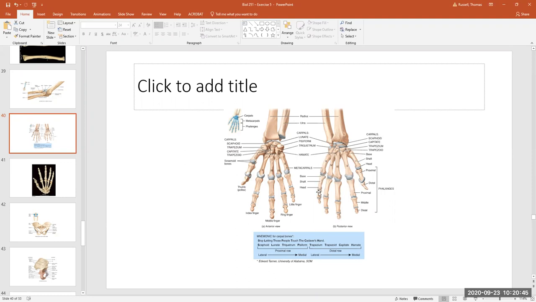Now, I don't know if they're going to want you to learn that. I'm going to be kind of lenient with that, but I think you should know it. The base is always the proximal part of the bone. The head is always the distal part of the phalange. So we have proximal phalangeal bones. Only on the thumb, you don't have a middle one. You only have a distal. But then you have middle, and then the distal phalangeal bones.